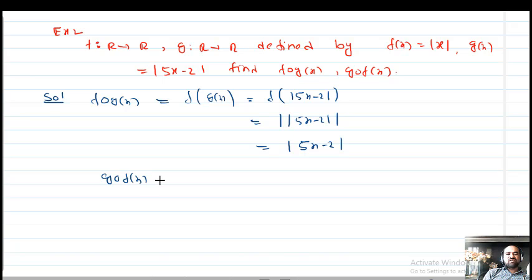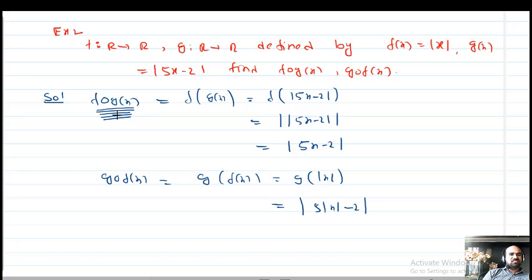Next, what should we find? G circle f of x I want. That is g of f of x. That is g of f of x, mod x. So this is in the form g of k. G of k means what? Mod of 5k minus 2. Mod of 5 into mod x minus 2. This is the g circle f. Sometimes we need to open the modulus symbol. Here I don't want to open the modulus symbol. As it is, I want to take this one as g circle f of x. Okay. Sometimes we need to open. Actually, while finding this, we need to check whether it exists or not. If R to R, it automatically exists, that is not a big problem. Okay.